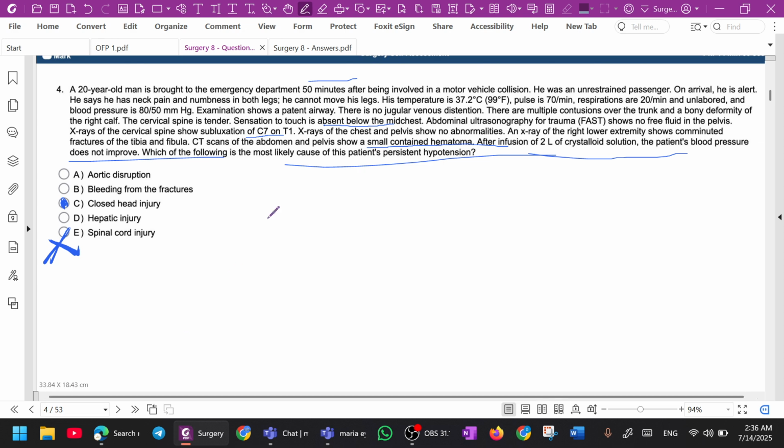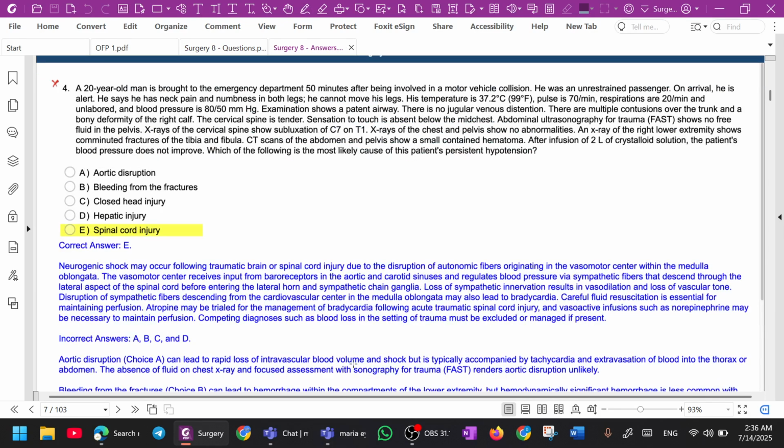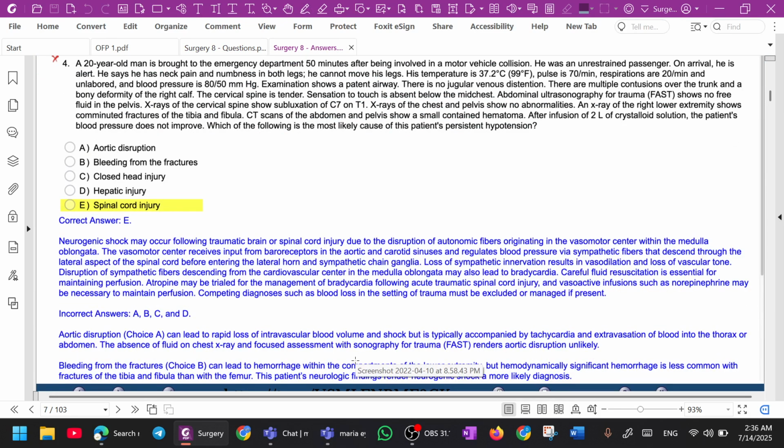Disruption of sympathetic fibers descending from the cardiovascular center in the medulla can also lead to bradycardia. Peripheral fluid resuscitation is essential for maintaining perfusion. Atropine may be trialed for the management of bradycardia following acute traumatic spinal cord injury. Vasopressor infusions such as norepinephrine may be necessary to maintain perfusion. Competing diagnoses such as blood loss in the setting of trauma must be excluded or managed if present.